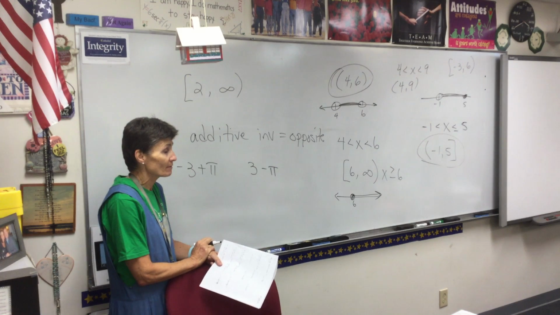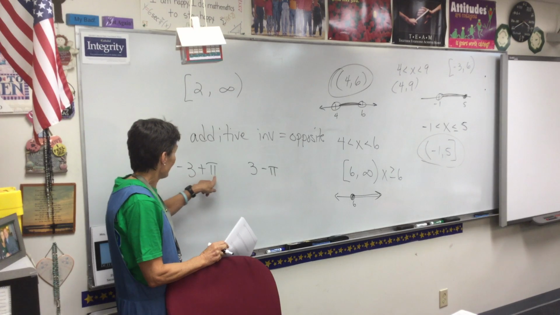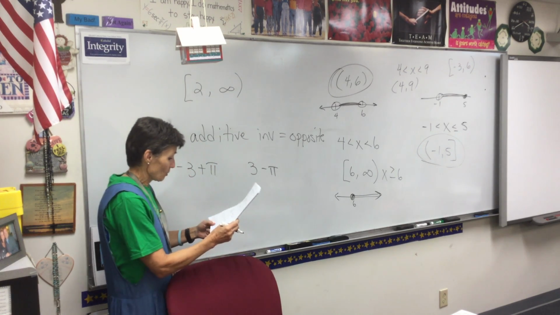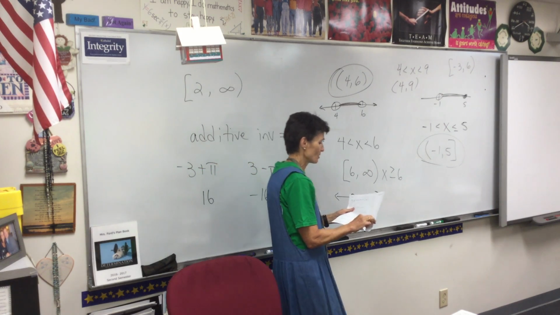What is the opposite of 5? -5. What is the opposite of -2? +2. What is the opposite? Opposite. There it is. So what's the opposite of 16? Okay, so simple. So simple.